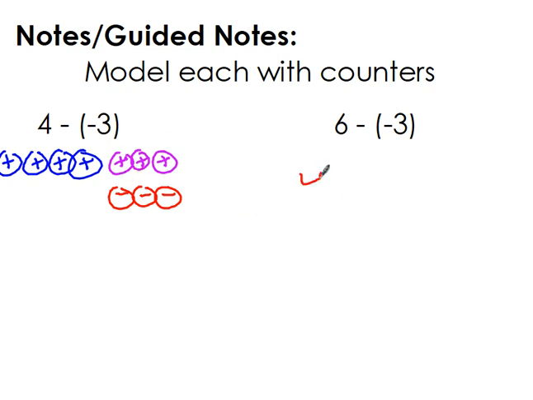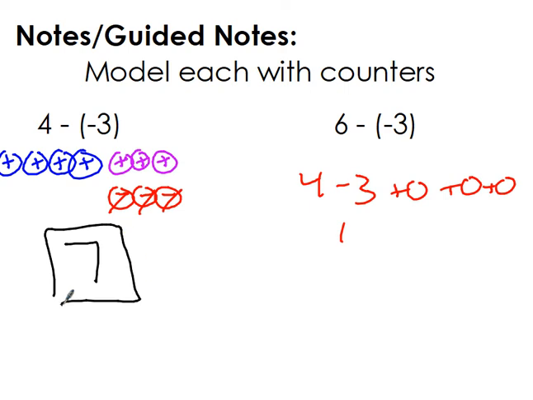Let's go back. If I had 4 minus 3 and I added 0 three times, isn't the answer still going to be positive 1? It doesn't change the value of the problem by adding 0. So I added 0 three times. Now I have my 3 negative chips that I can take away. Do I have any 0 pairs anymore to cancel things out? No. And I'm left with 1, 2, 3, 4, 5, 6, 7 positive chips. So the answer to 4 minus negative 3 is positive 7.